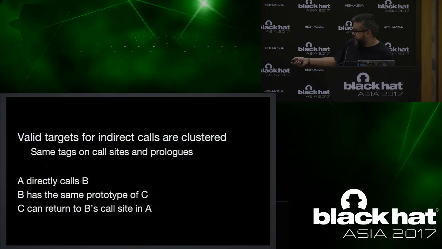So imagine this situation. You have a function A, which directly calls a function B, and you have a function C, which has the same prototype as B. These two functions have the same prototype, thus they are clustered, and you have A calling B. Then because of the clustering, C can return to B's call site in A, because the tag which is in A is the same tag that B will check when B is returning. So you have an allowed edge here that was not supposed to exist, which is C returning to A.